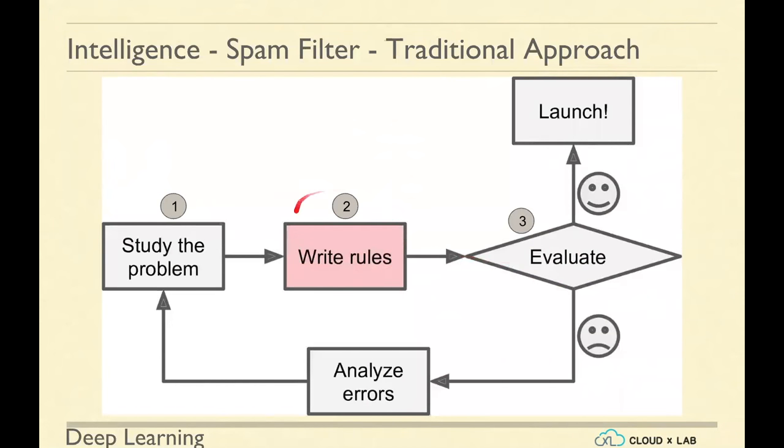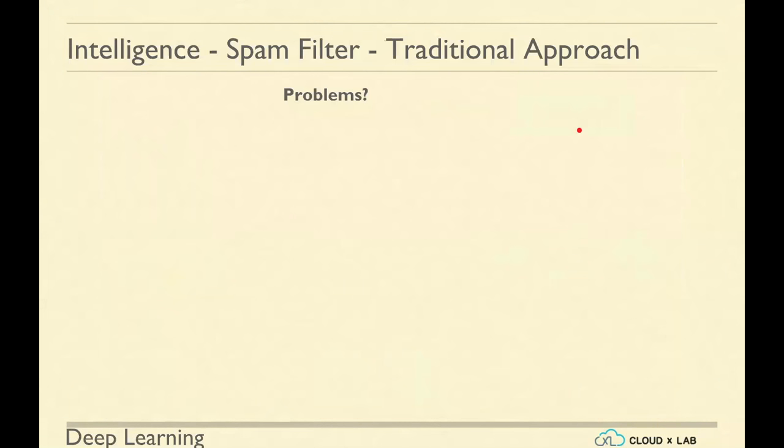These are the rules. We used to call it business rules. And there were quite a few systems to help us write these rules in a friendly way. Once we evaluate, we can either launch or go back and study the problem again. And once the errors are good, we launch it. Now, question to you is, do you see any problems with this traditional approach? Yes? Please answer using the chat.